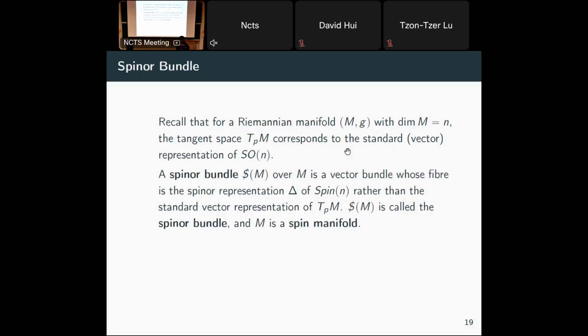So you know that SO(n) lifts to Spin(n) as a double cover. What you can do is think of a bundle where the fiber, instead of the vector representation of SO(n), is the spin representation of Spin(n). And that's your spinor bundle.